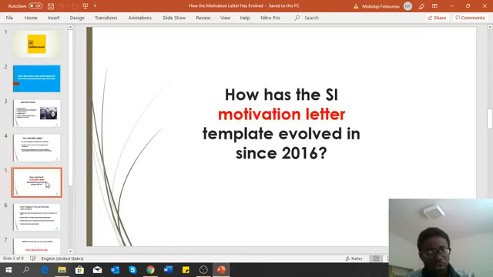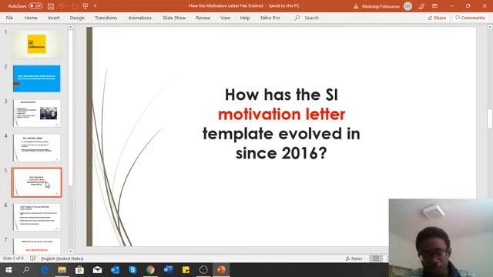So now, let's go into how the SI motivation letter template has evolved since 2016. Now, I started studying this scholarship in 2016. That was a year before I started my application. So I downloaded the templates they provided for the previous application before I applied. I have copies of this template, and I'm going to describe to you how the motivation letter template has evolved over the past 4 application periods.